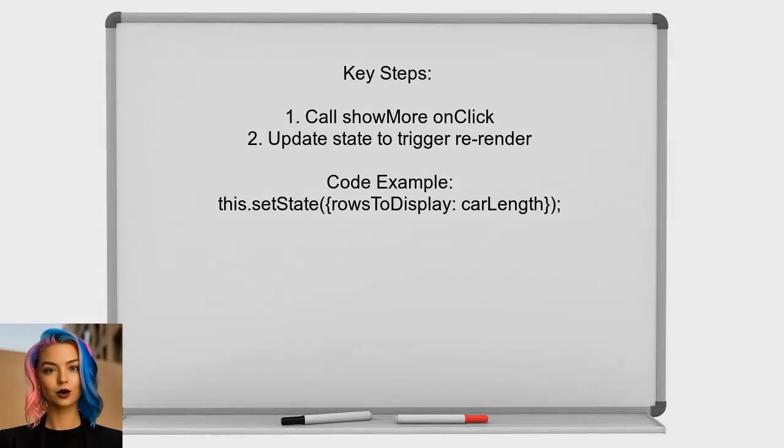When the Show More function is called, it updates the state, which triggers a re-render with the new values. This is the correct way to update the view in React. The user also provides a code snippet demonstrating how to implement this.